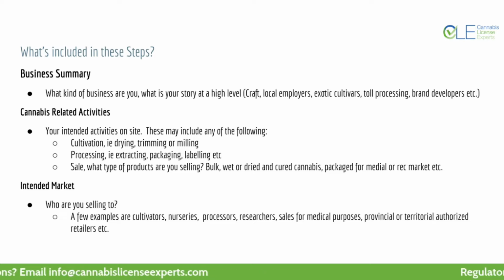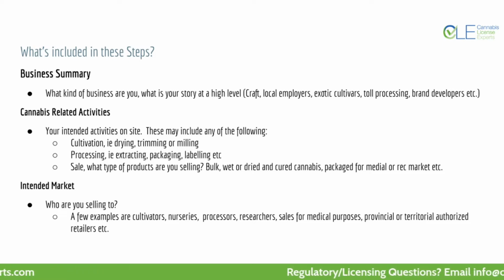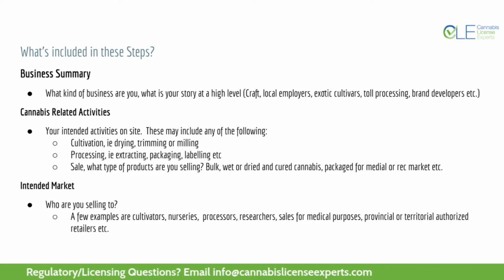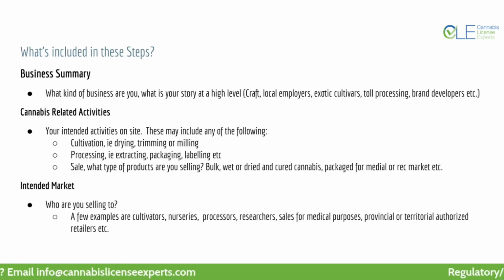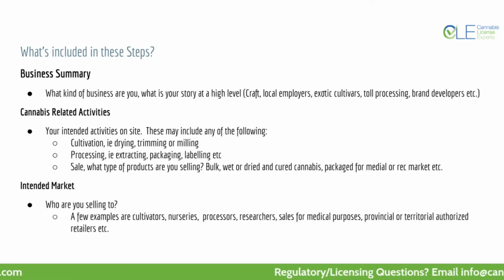Next, your intended market. So who are you selling to? A few examples are other licensed cultivators, nurseries, processors, researchers, holders of sales for medical purposes licenses, or provincial or territorial authorized retailers. Similar to here in Ontario, we have the OCS, everyone's favorite thing to hate, but we must do business with them.